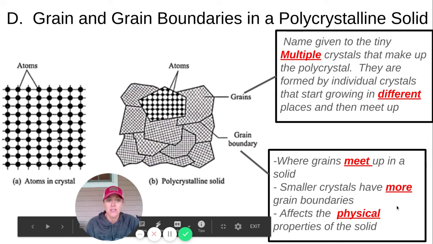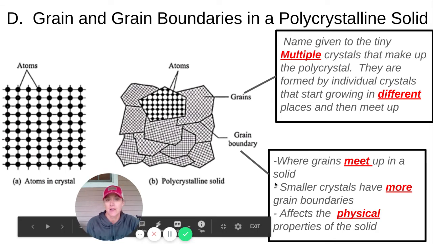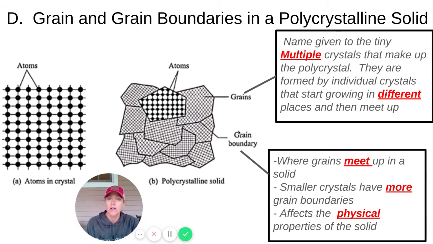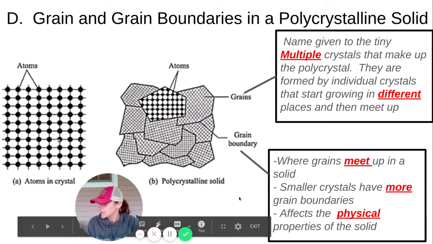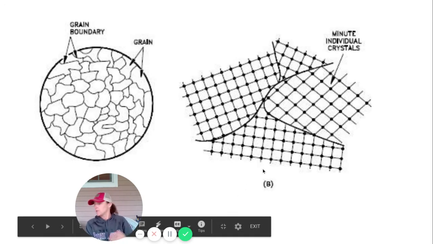So smaller crystals are going to have more grain boundaries, and these grain boundaries, material scientists have found, really affect the physical properties of the solid, and they can manipulate the grain boundaries to end up having different properties depending on what the application is for that material. So we're going to get good at being able to recognize grains and grain boundaries and what that means. This right here is just a two-dimensional picture.